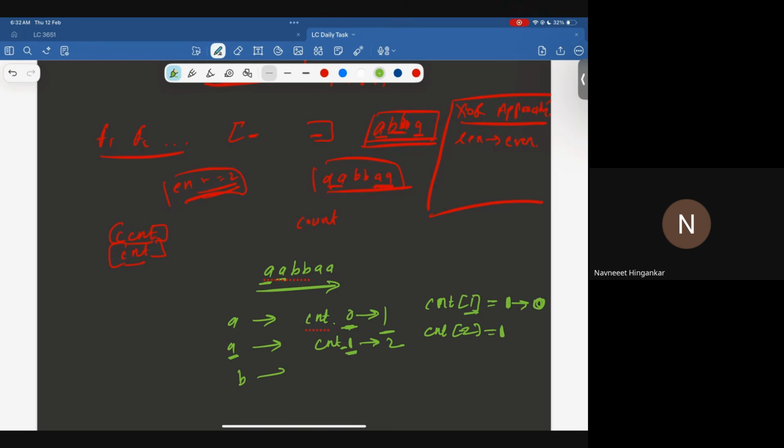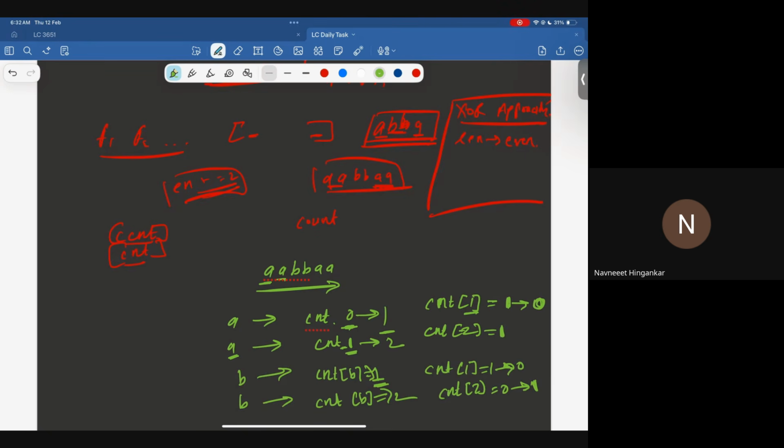And when I add b, again my count of 1 becomes 1, count of b becomes 1. Sorry for my bad handwriting. Then again b, count of b becomes 2, and the moment b becomes 2, this 1 is decremented to 0 and count of 2 goes from 1 to 2.